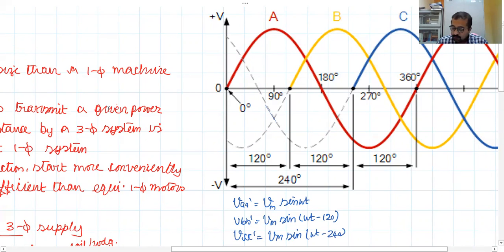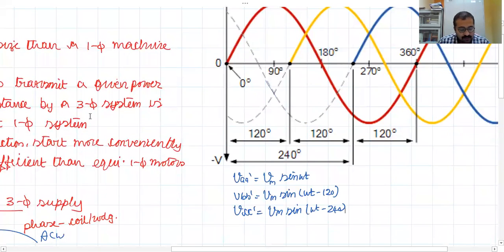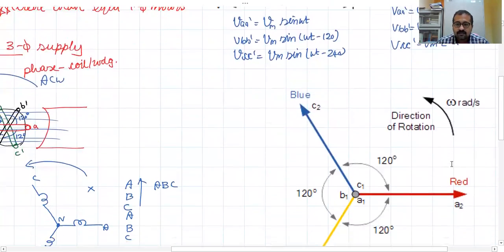Now, we can represent this in polar form. So in polar form, what will you get? You will get VA dash as VM angle 0, VB dash as VM angle minus 120, and VCC dash as VM angle minus 240. That is what is shown here.